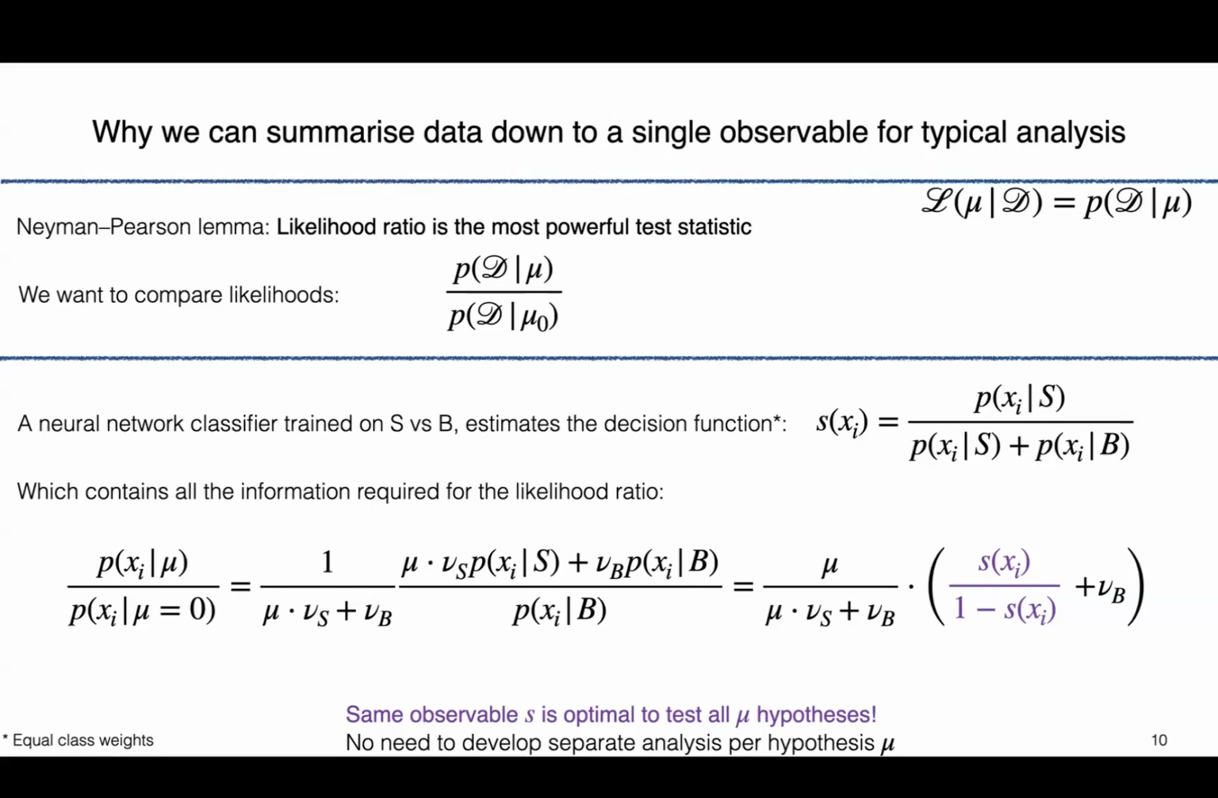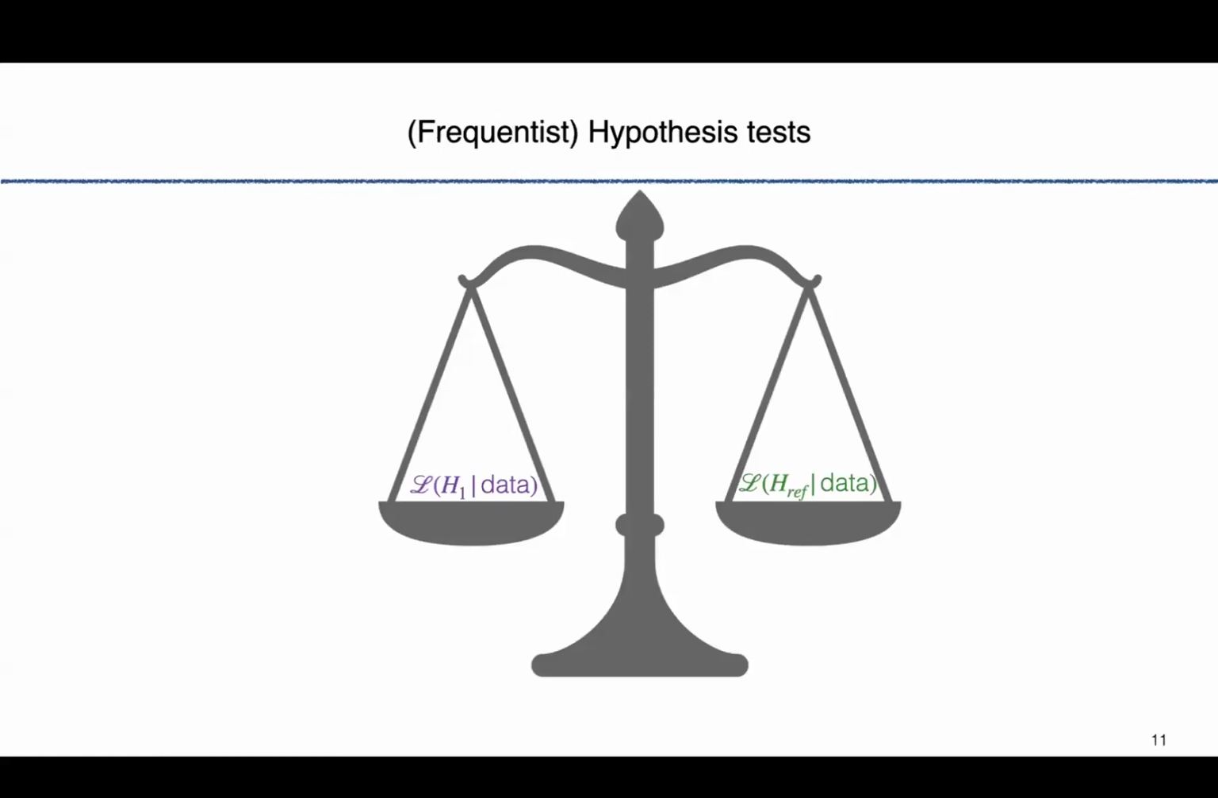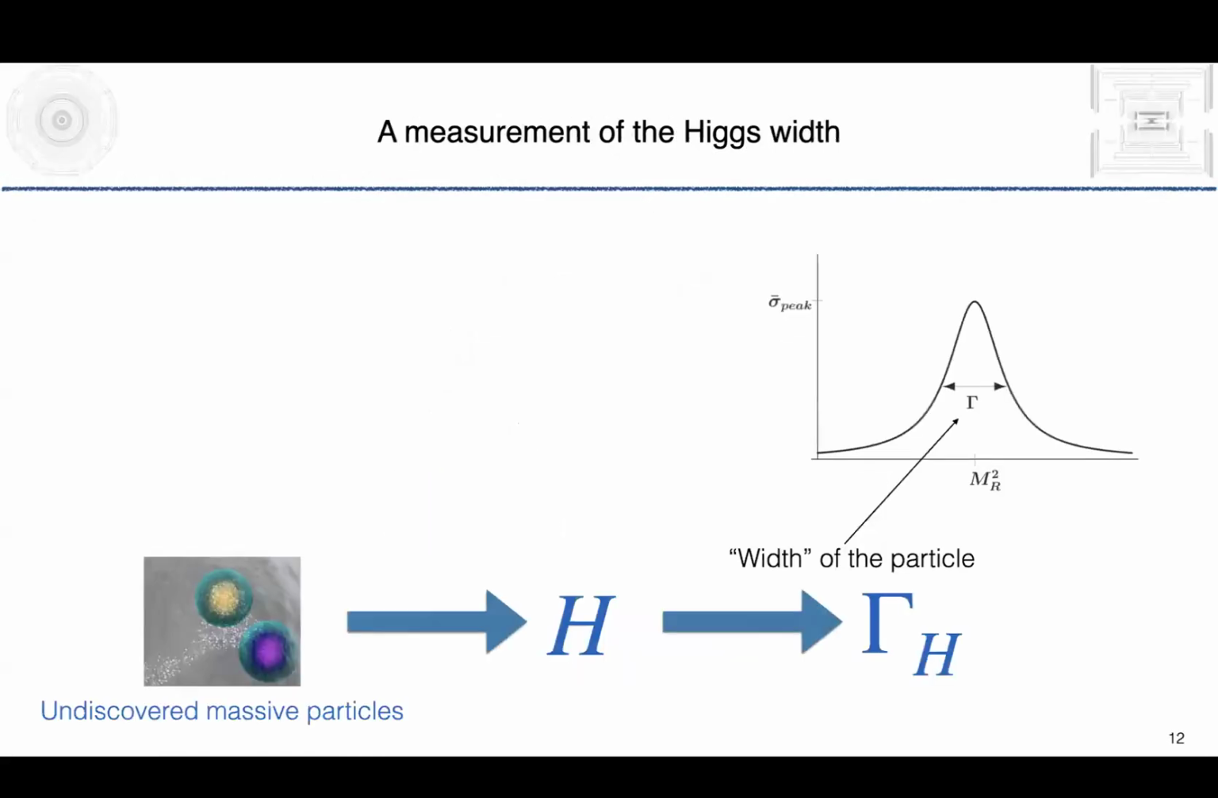So really, regardless of which value of mu you want to test, all the information you need is inside the output of the classifier. So this is how it guarantees that one number can actually contain all the information you need to build these kind of likelihood ratios, which is very convenient. And this is why you don't need to re-optimize the analysis for every value of the hypothesis you want to test. And we've been getting away with this for quite some time. And these are the core of frequentist hypothesis tests. We compare likelihoods for different hypotheses given the data, which, as I said, numerically is equal to computing the probability of the data given the hypothesis.